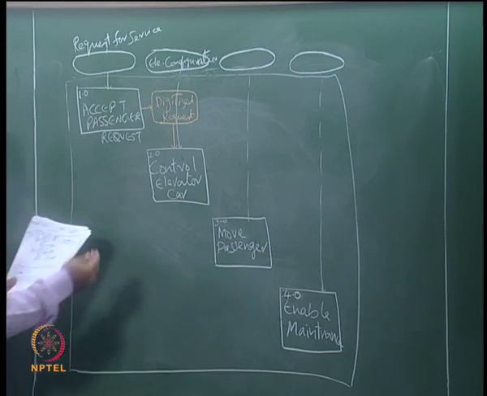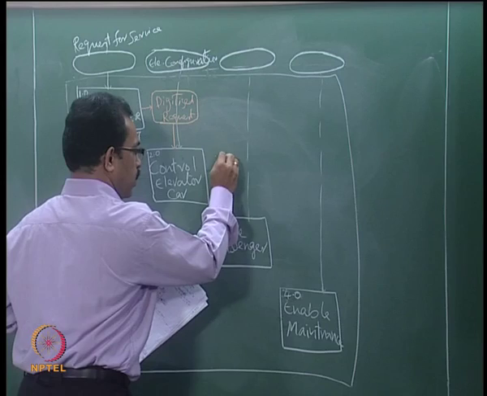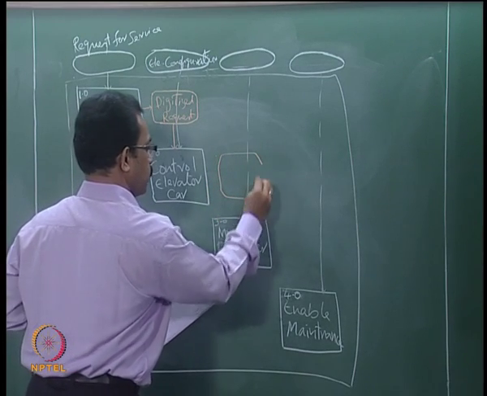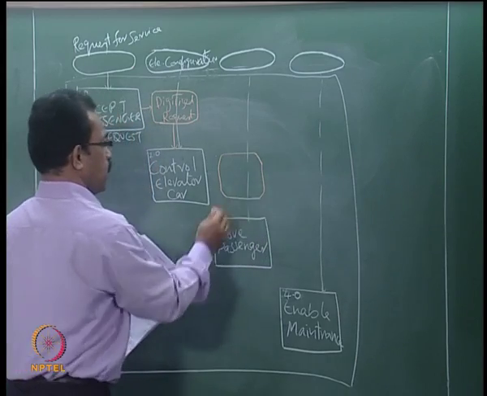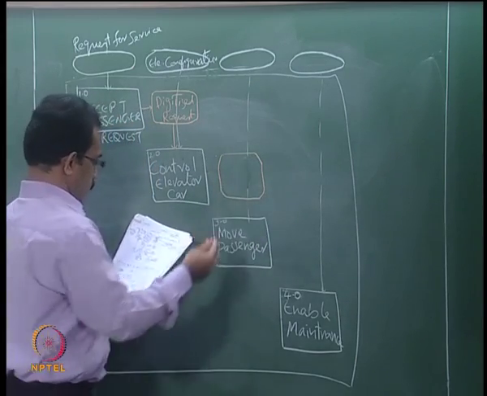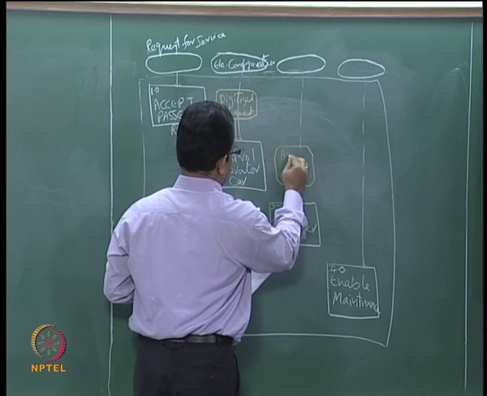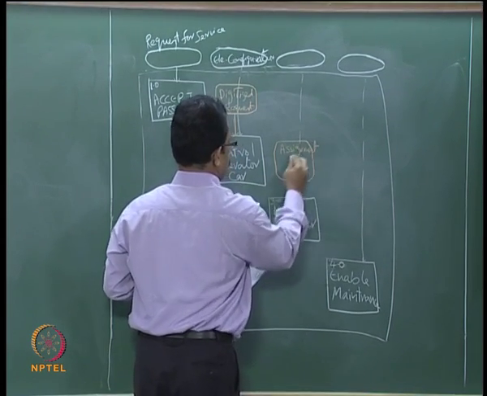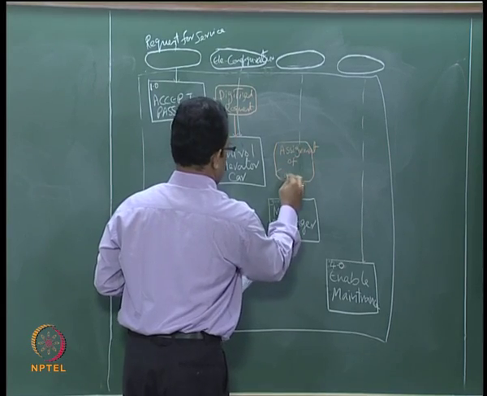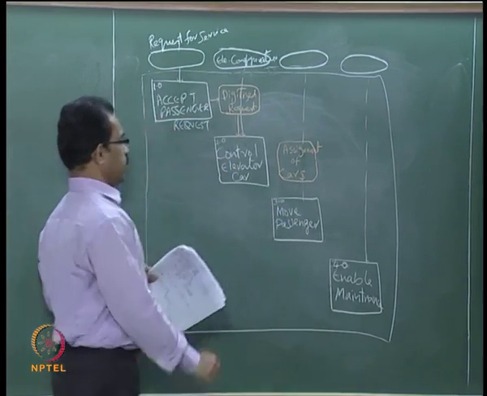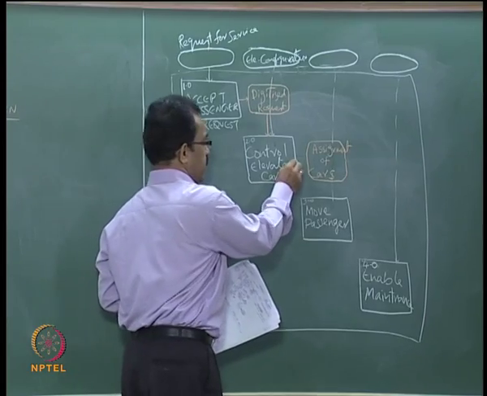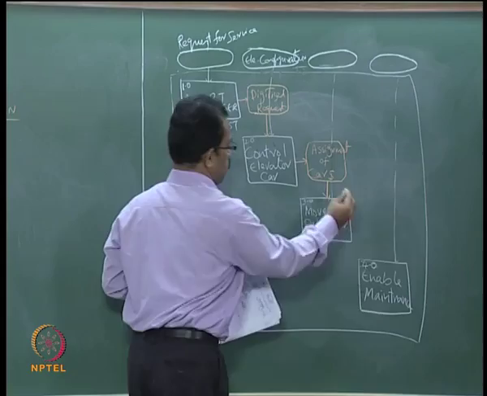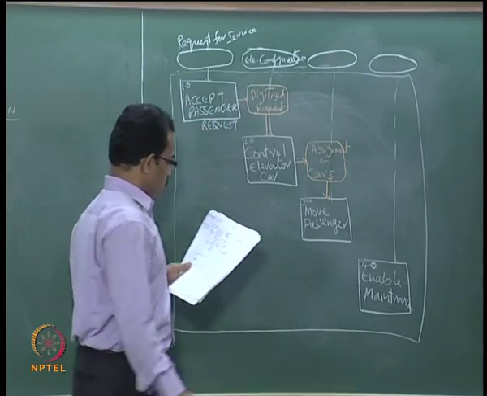Similarly, there will be an output coming from this function. This will be basically the assignment of cars. So assignment of cars for various floors will be the output from here, which will be going to the move passenger function.